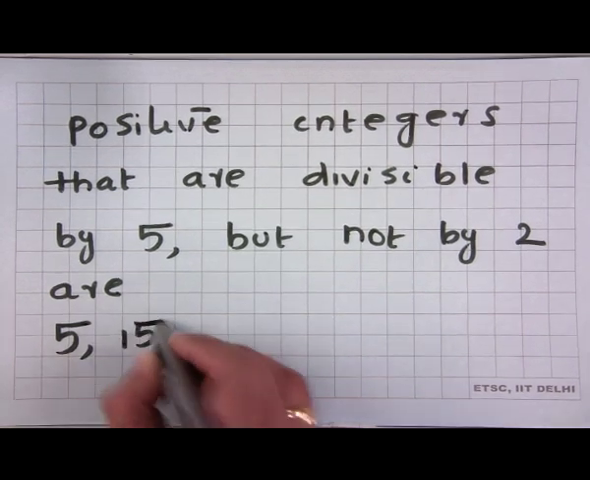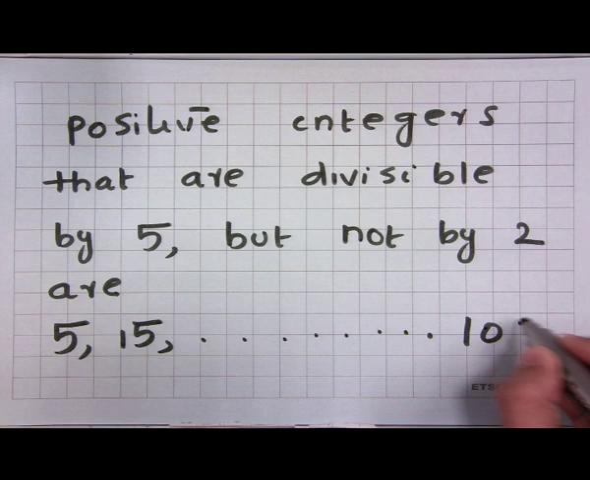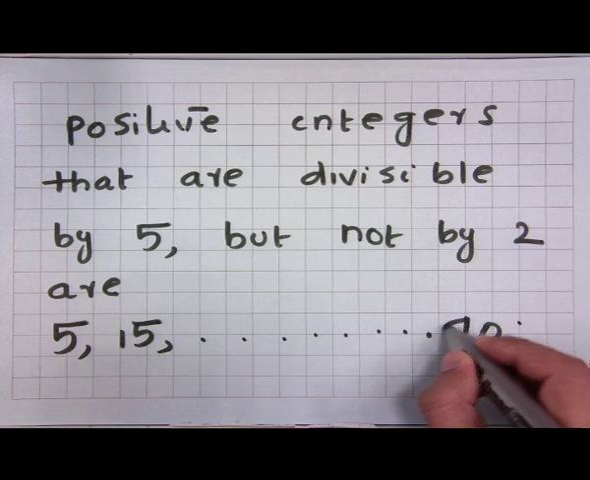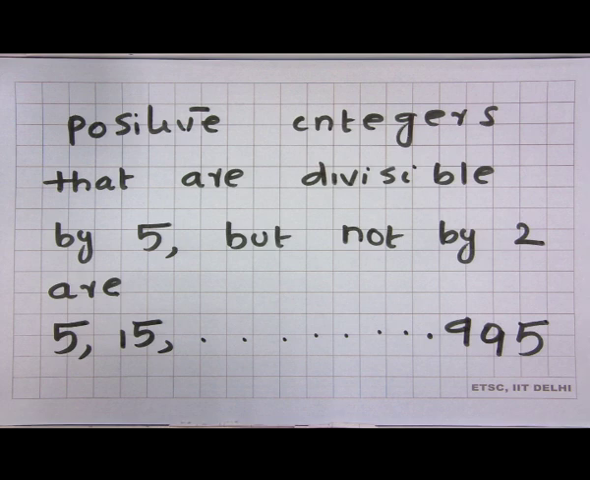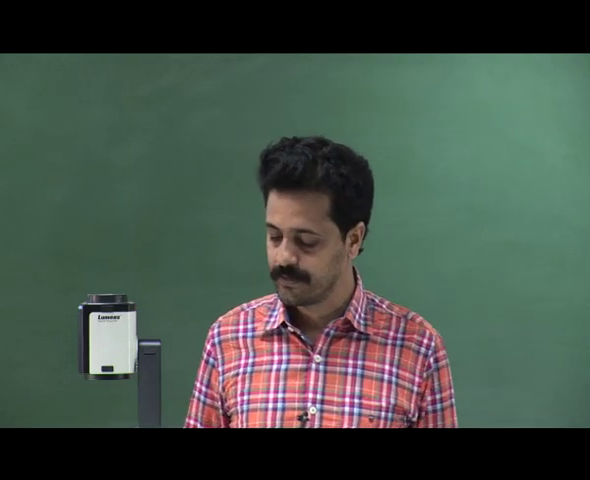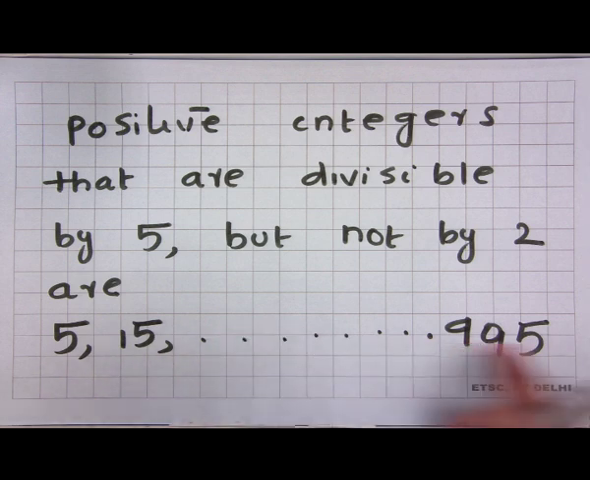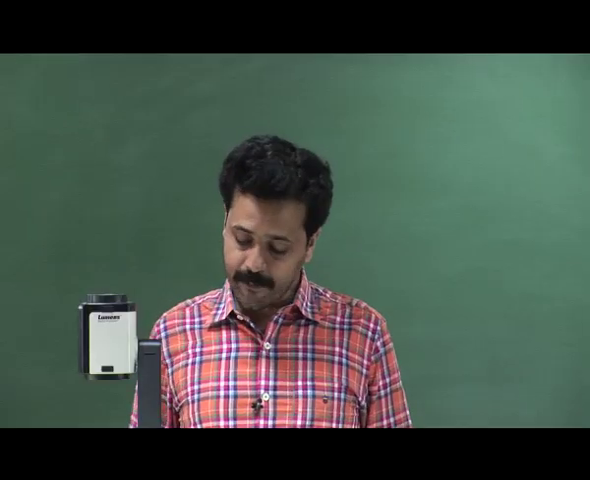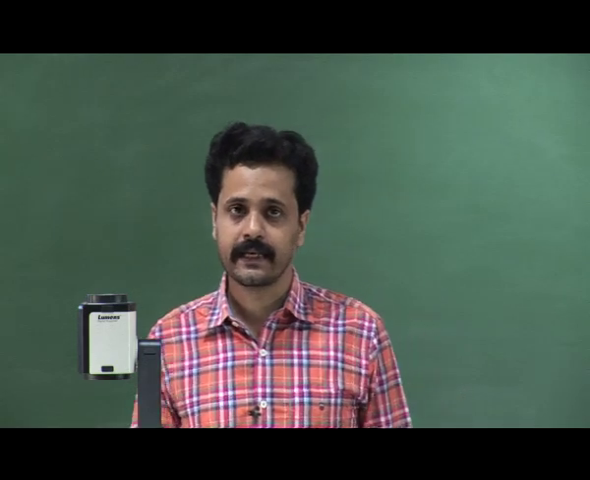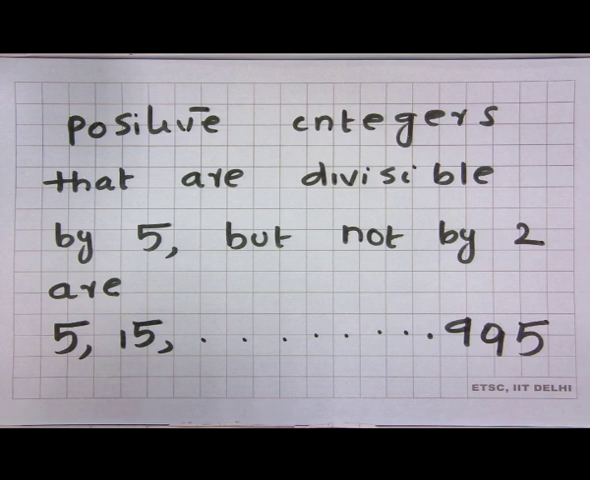Five, 15, etc. We are asked for positive integers up to 1000. So, the last positive integer under consideration which is divisible by 5 but not by 2 will be 995. Thus, the problem boils down to finding the sum of terms of the sequence 5, 15, and so on up to 995. One can easily observe that this sequence is an arithmetic progression with first term 5 and common difference 10.